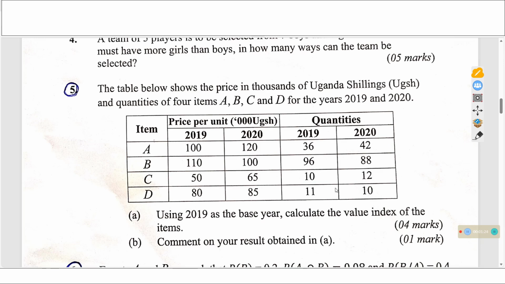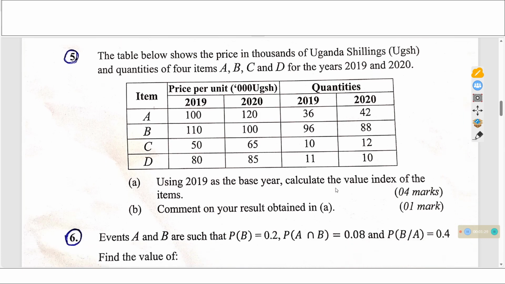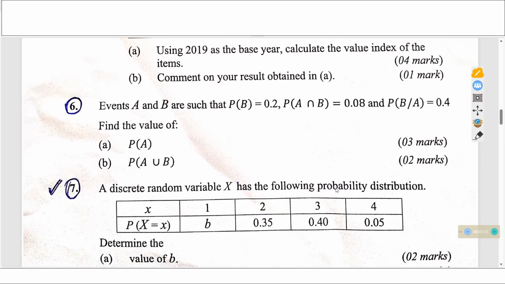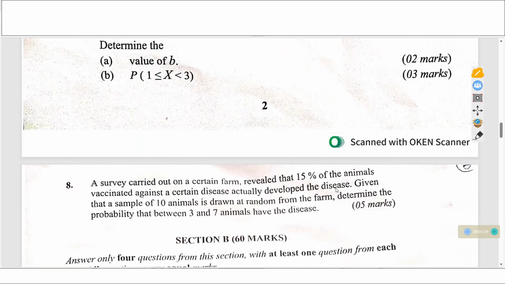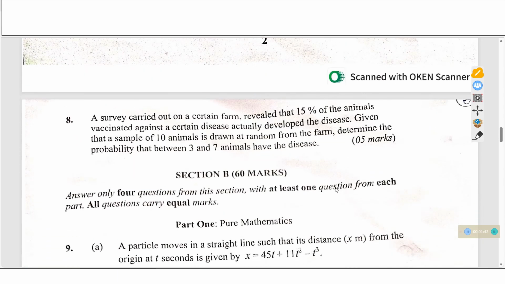So let us look at question number 5. So this is our question number 5. And we got question number 6 and question number 7. Next we have the last question in section A, which is question number 8.